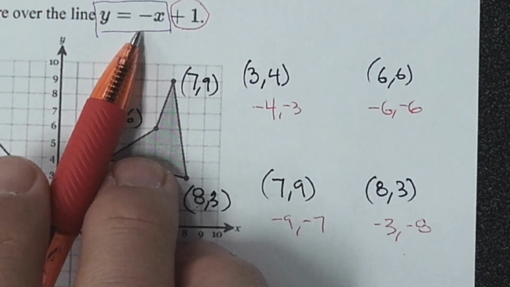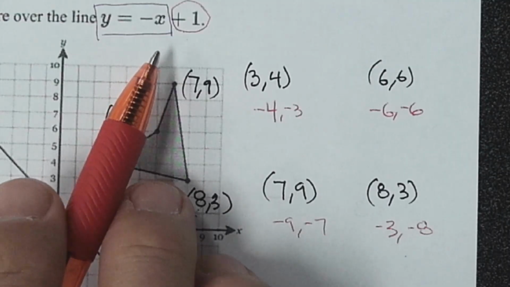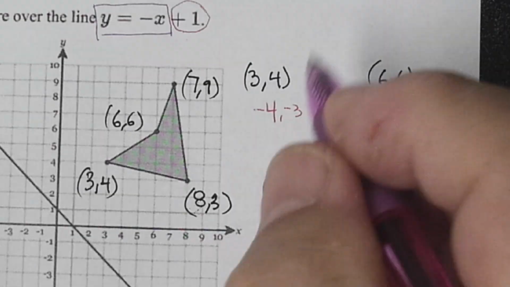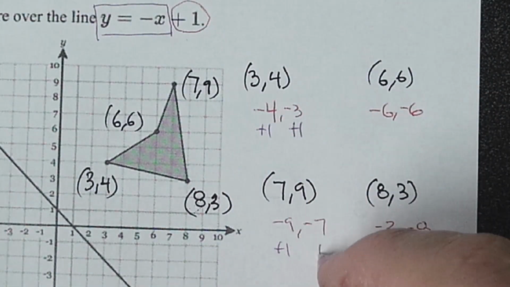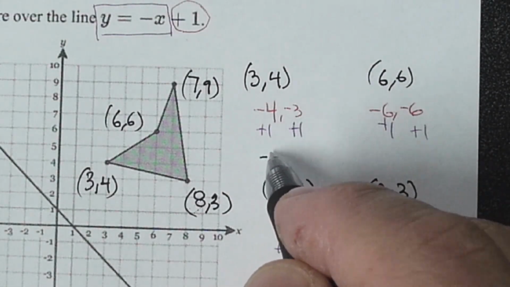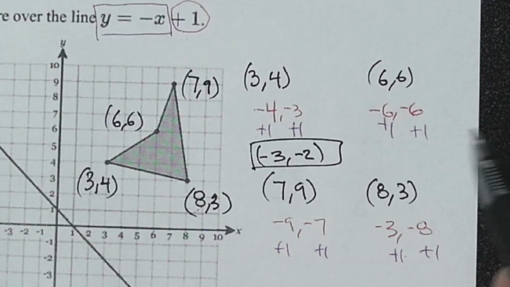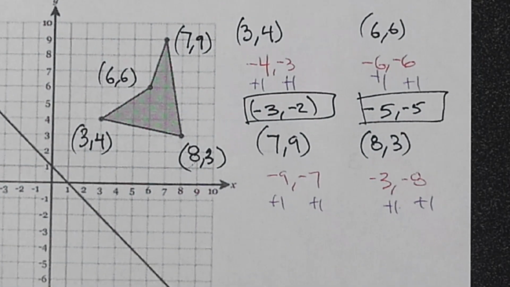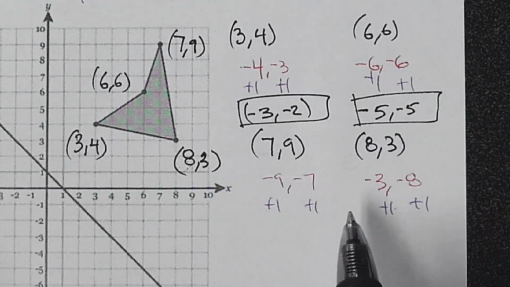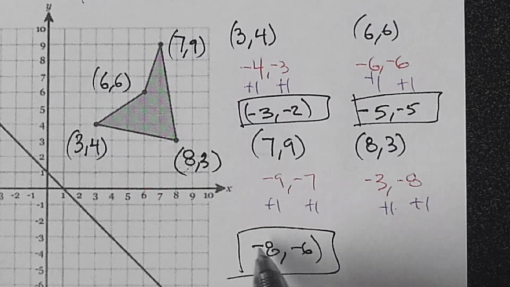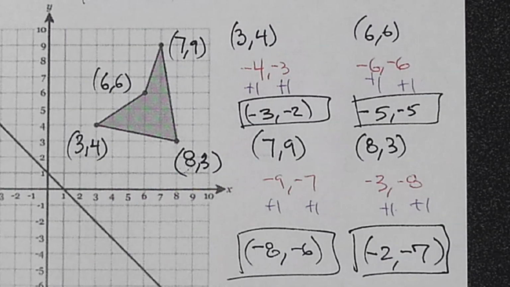Now notice this is a negative out here. When it's a negative, we don't have to change any of the x's. It's going to be exactly what that tells us to do. Here it's telling us to add 1 to the y's and the x's. Now that we add 1 to every piece, you're going to get negative 3, negative 2. There's one answer. This is going to be negative 5, negative 5. There's the second answer. Over here, negative 9 plus 1 is negative 8, negative 6. And then over here, we have negative 3 plus 1 is negative 2, negative 7. Those are my 4 coordinate points.